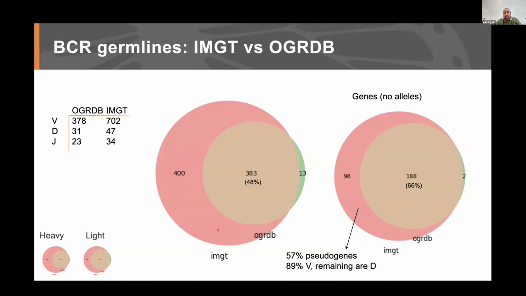IMGT has a lot more genes and alleles, and therefore the intersection is not very big. However, when we exclude the allele information, we reach up to 66%, and also the IMGT genes and alleles not included in OGRDB, more than half are pseudogenes. They might almost hardly be expressed.